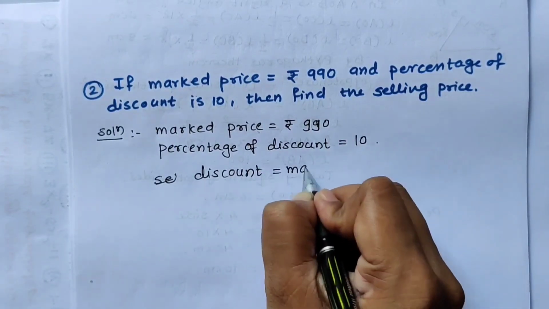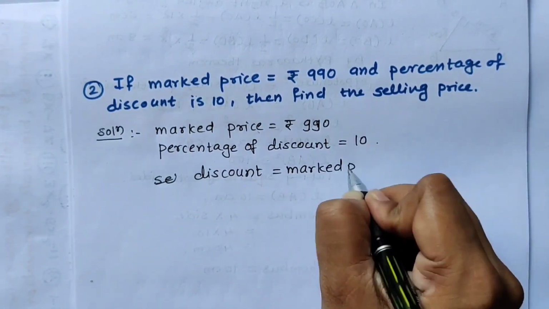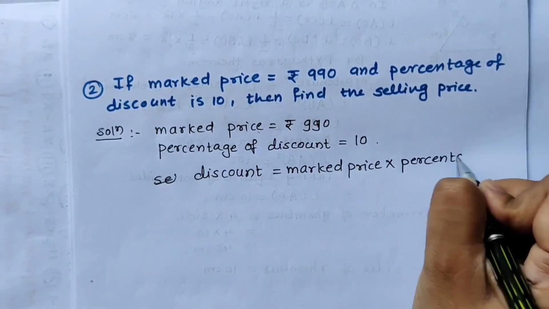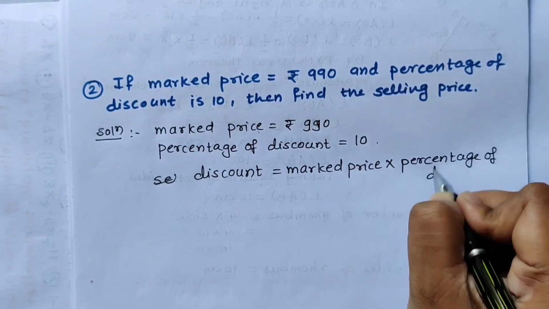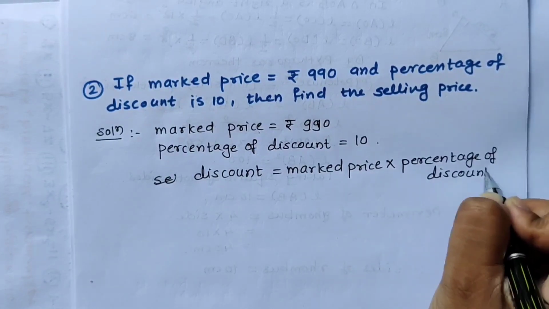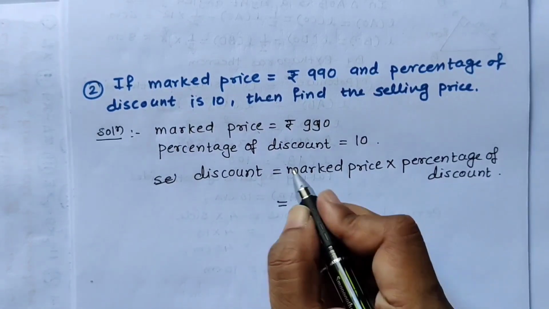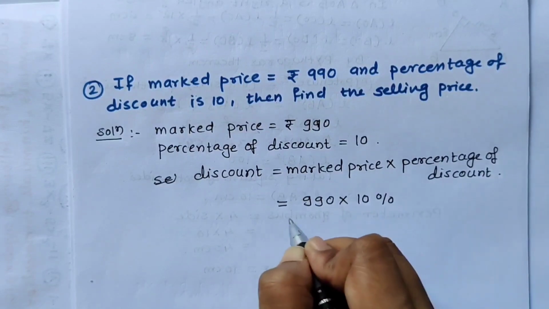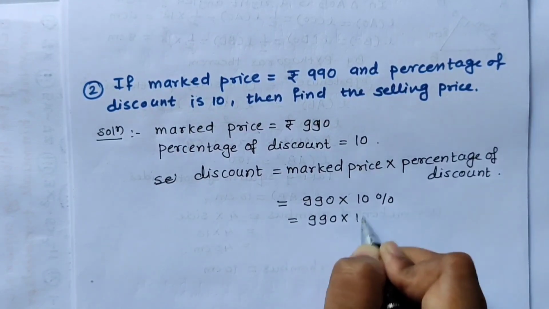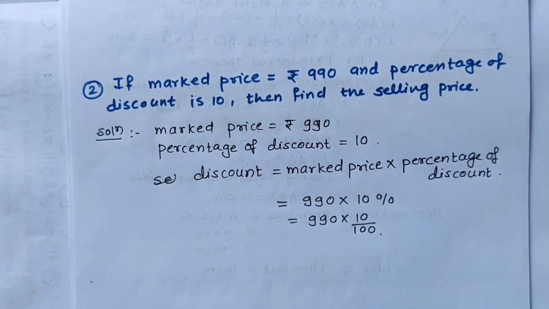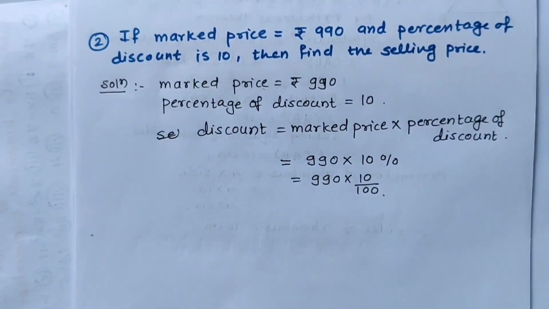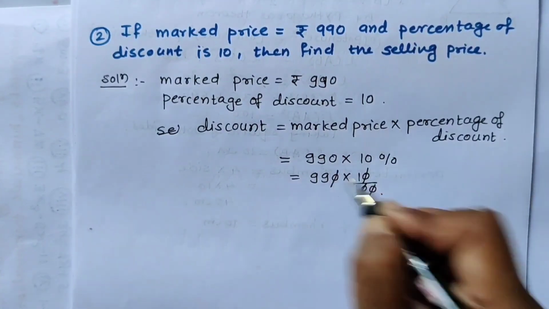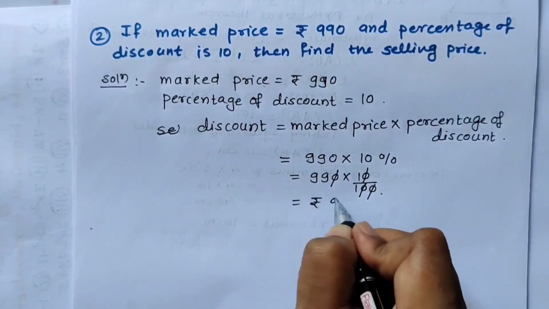Discount is equal to marked price multiplied by percentage of discount. This formula we first have to apply before finding out the selling price. So marked price is 990, multiplied by the percentage of discount, which is 10%. So 990 multiplied by 10 upon 100. Now cancel the zeros first. This 1 0 cancels with this 1 0, and the second 0 with the second 0. So we get rupees 99 as the discount.